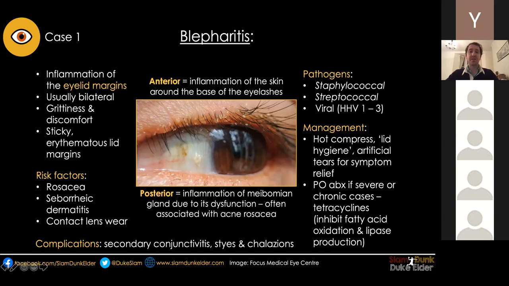The anterior is at the base of the eyelashes, and it's just inflammation of the skin, whereas the posterior is the meibomian gland, so it's dysfunction. The posterior blepharitis is associated with rosacea, so that might be a clinical clue in the history. Again, it's hot compress, lid hygiene, and topical antibiotics. If it's a severe infection, we tend to give tetracyclines for this.